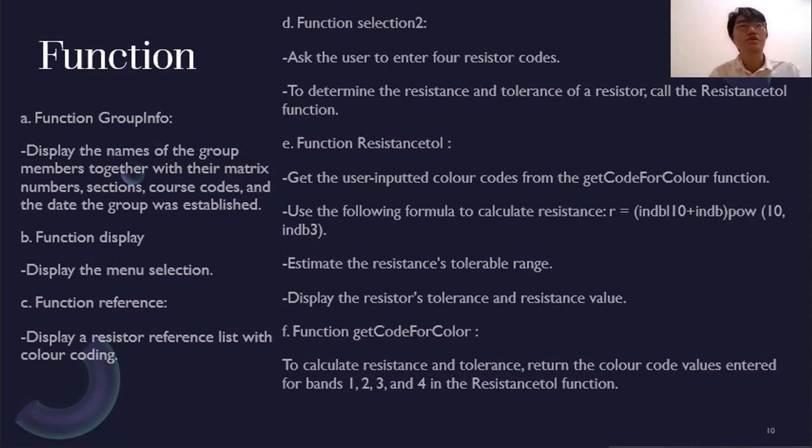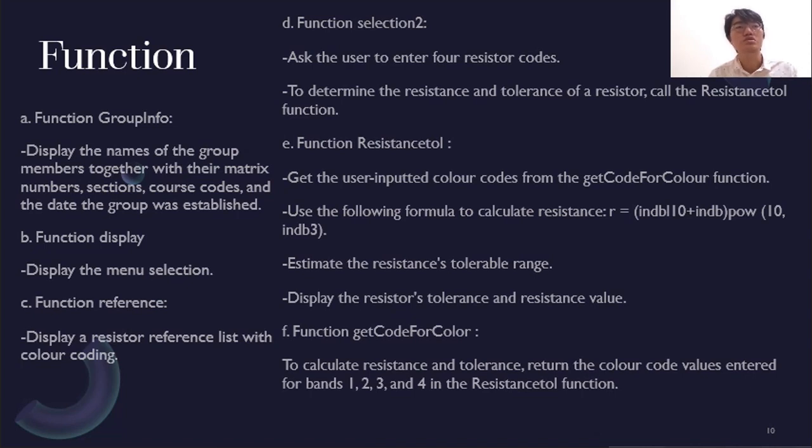For the first function, group info, this function will display the names of the group members together with their matrix number, section, course code, and the date the group was established. The function display will display the menu section. The function reference will display a register reference list with the color coding. The function selection 2 will ask the user to enter the 4 register codes to determine the resistance and tolerance of a resistor by calling the register function.